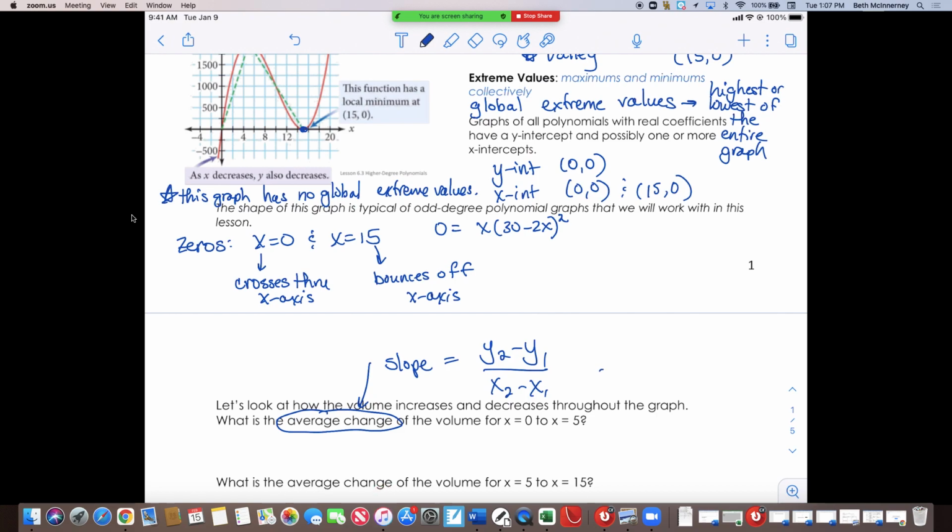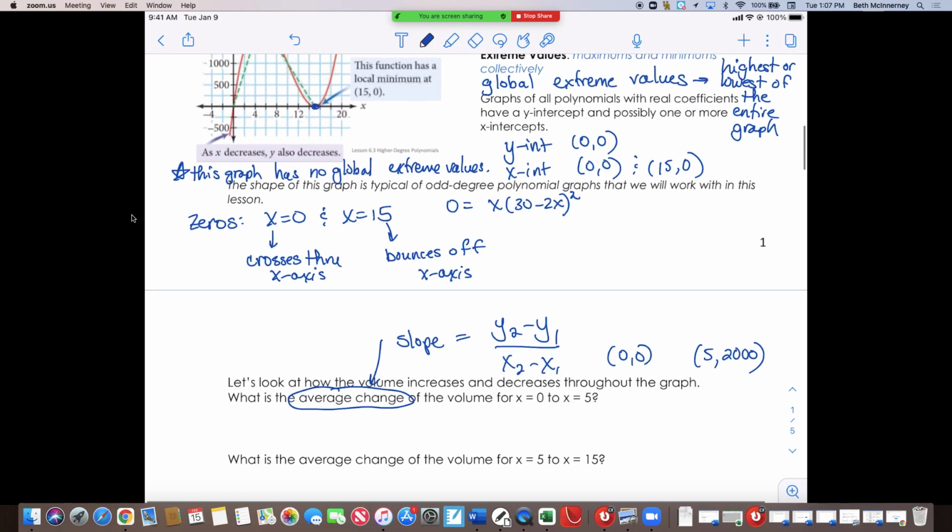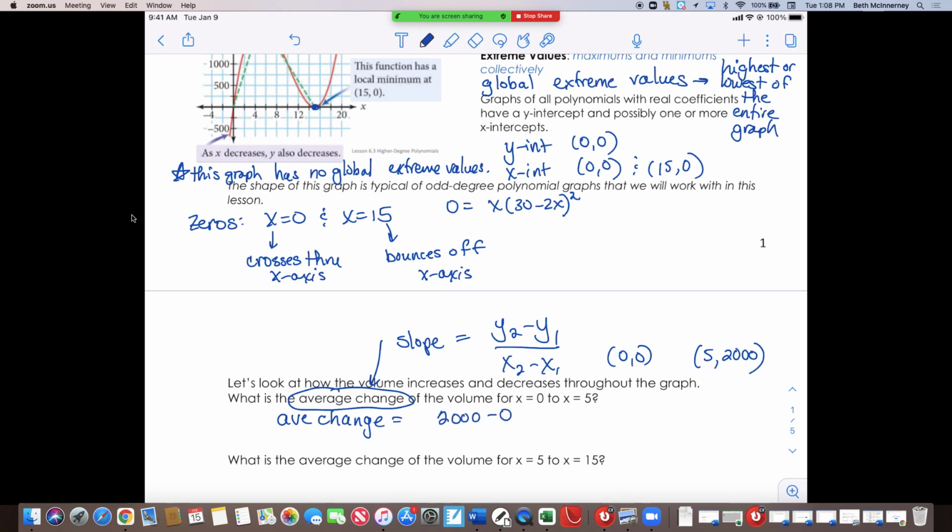So I have the points (0, 0) and (5, 2000). Those are on our graph, right? We have those on the graph. So if I want to find the average change, I'm going to take y2 minus y1 over x2 minus x1. If you have a calculator, go ahead and grab it, and let's do the computation.